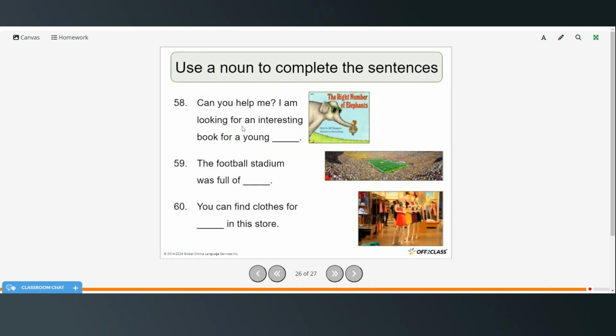Can you help me? I am looking for an interesting book for a. Again, so a gives us the clue that we're going to use the singular, a young child. The football stadium was full of people, and you can find clothes for women in this store.